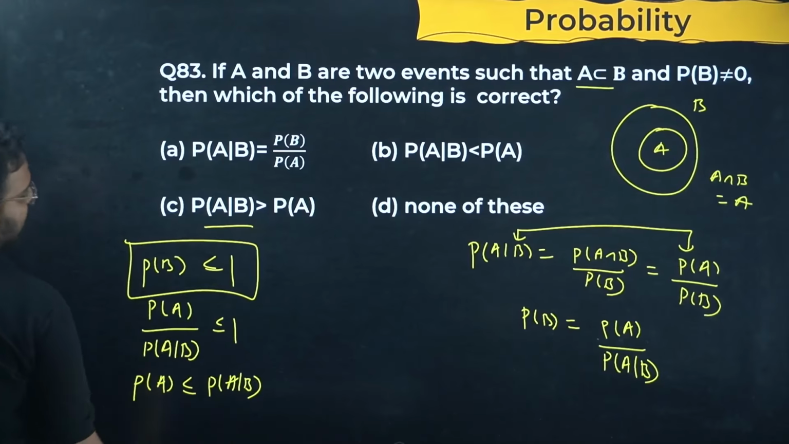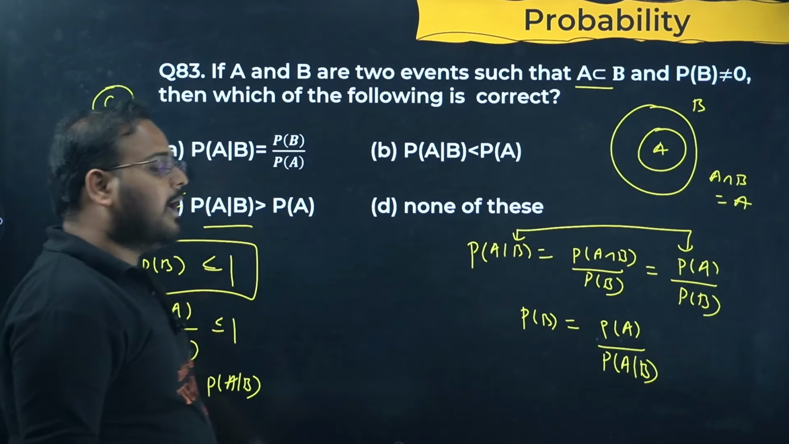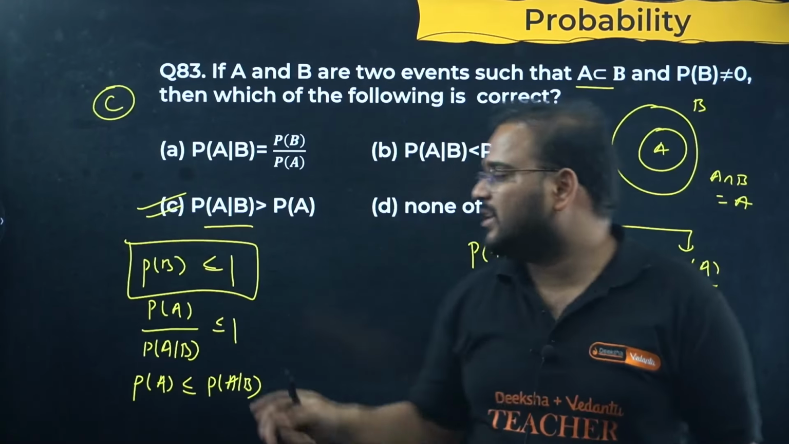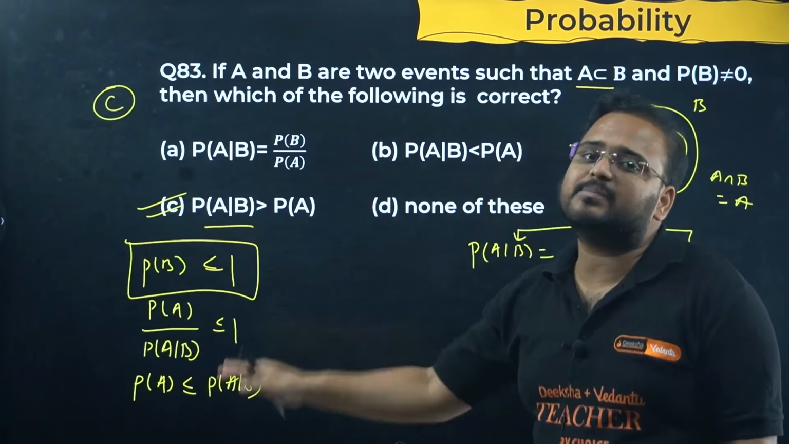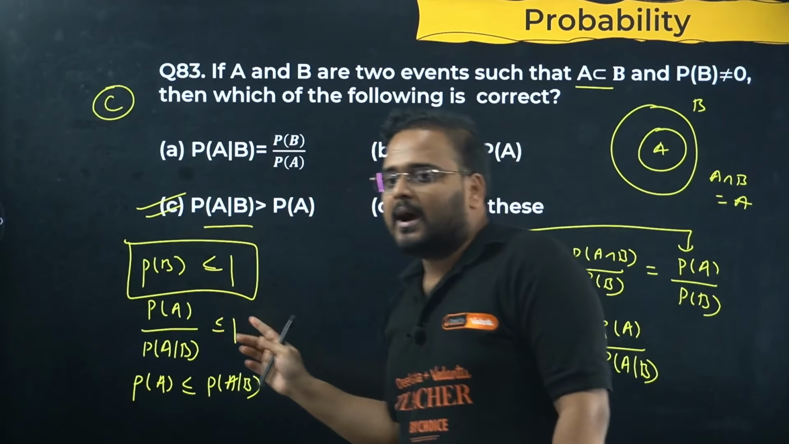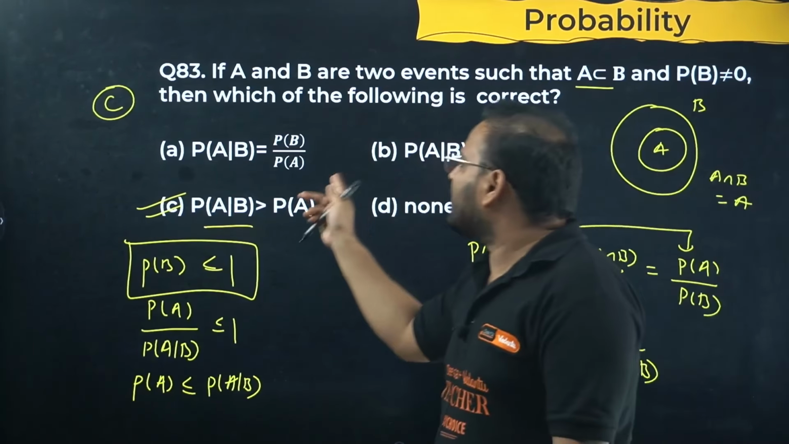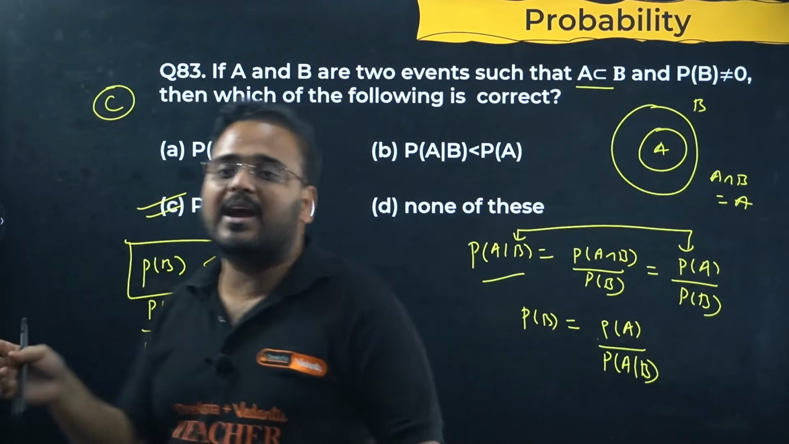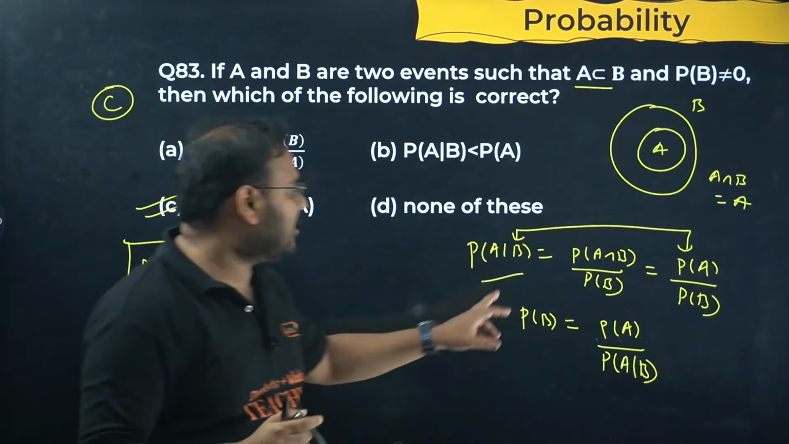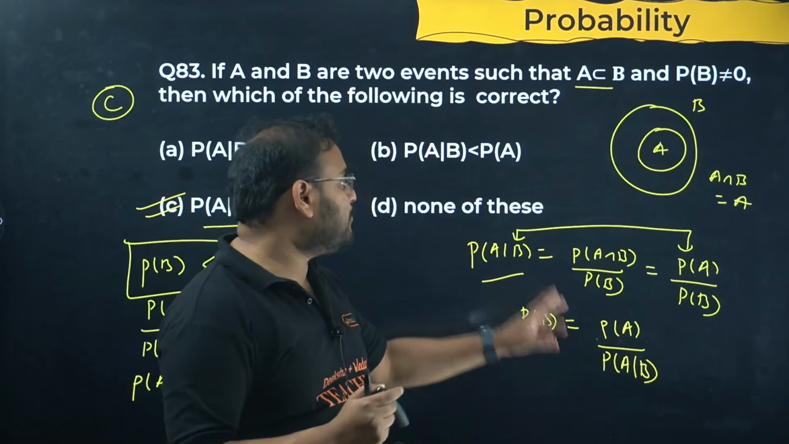Means this is more than P of A. Answer is C. I know you might think, sir, you did some steps and got the answer, but what is the reason behind these steps? Because they're asking P of A conditional with B, I wrote P of A conditional with B. After that, all the statements only talk about P of A and P of B. So I converted P of B in terms of only P of A and this.